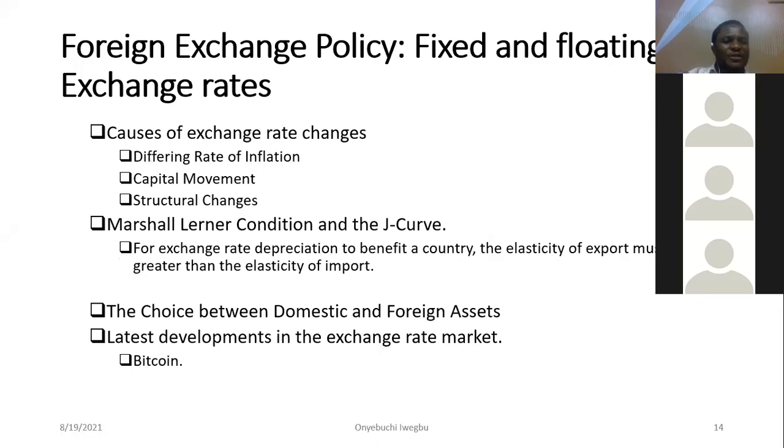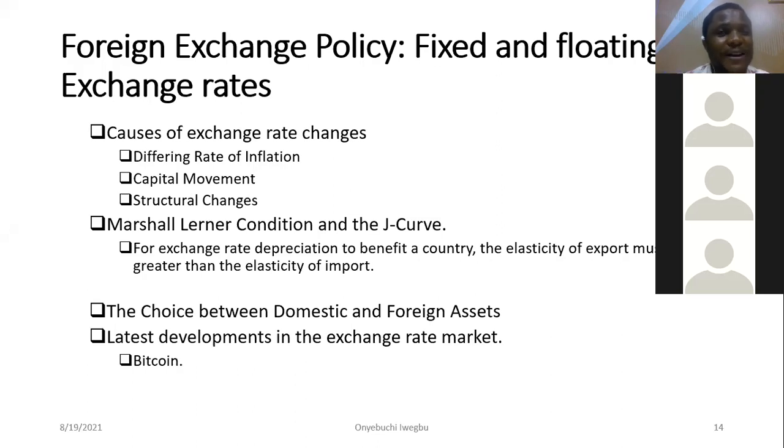So let's look at causes of exchange rate changes. One, what causes exchange rate changes? One, differing rates of inflation. When domestic prices keep increasing, it affects your exchange rate because your prices become more expensive, and as you are exchanging it, it becomes more.